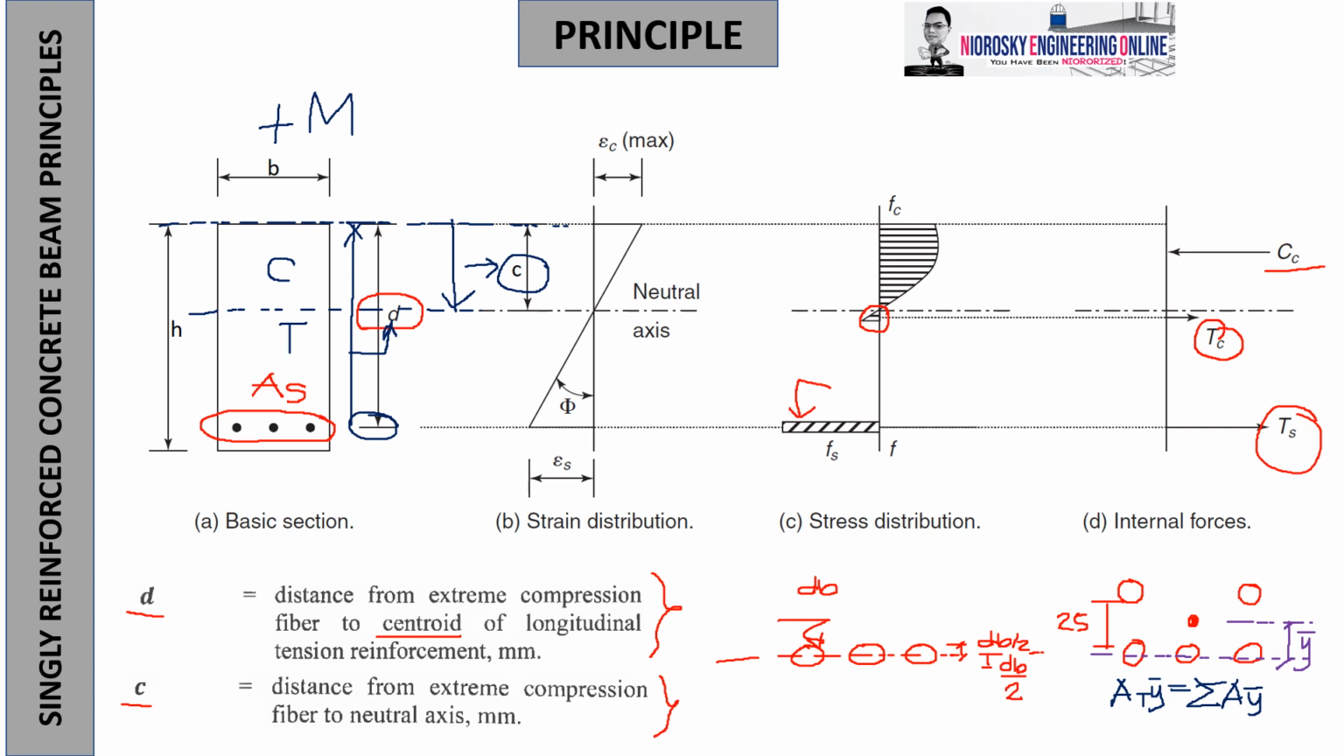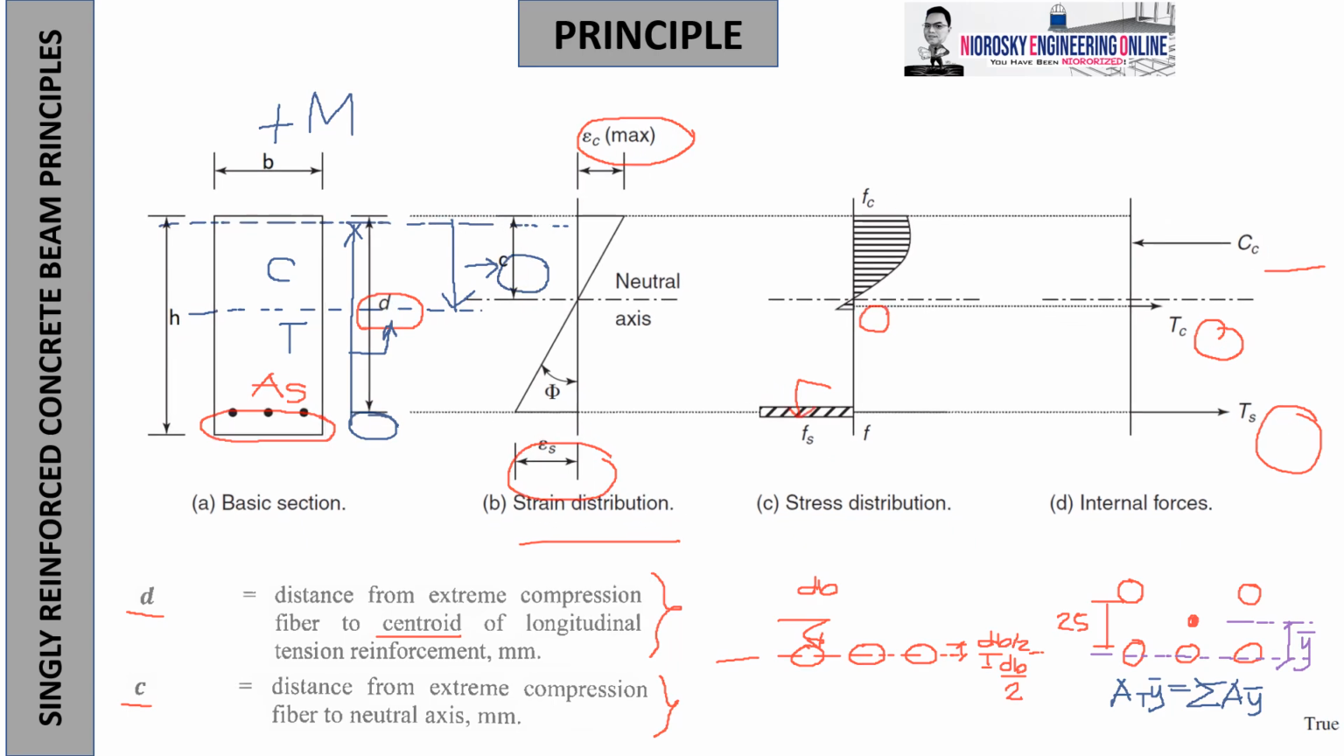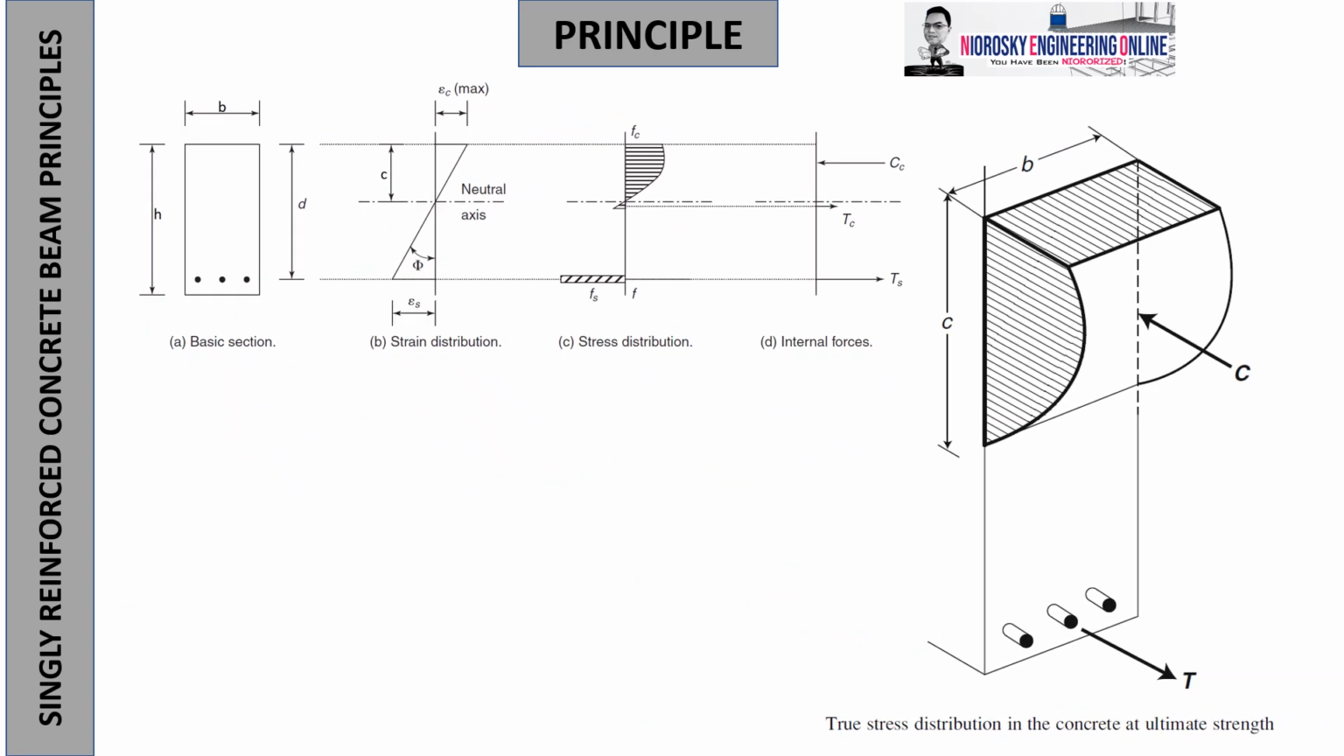Ito yung tinatawag na equivalent stress block, okay? Of course, don't forget that there's always a strain distribution. The strain of concrete under maximum condition and the strain of steel under the condition where the steel exists, okay? So this is the volume block that we need to understand, okay?